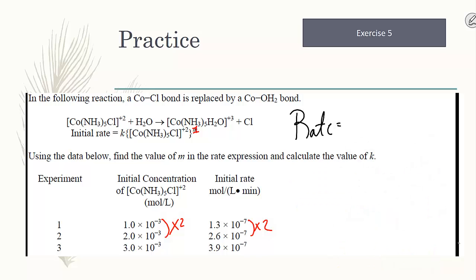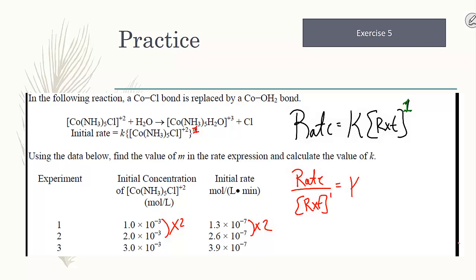So our rate law would be the rate equals K times the concentration of our reactant raised to the first. To determine the value of K, we will divide by the reactant on both sides, so the rate over the concentration of the reactant raised to the first has to equal K. And we can choose any experiment. As we didn't use experiment 3, might as well use it here. So 3.9 times 10 to the minus 7th over 3 times 10 to the minus 3rd to the first has to equal K. We get a value of K of 1.3 times 10 to the minus 4th.